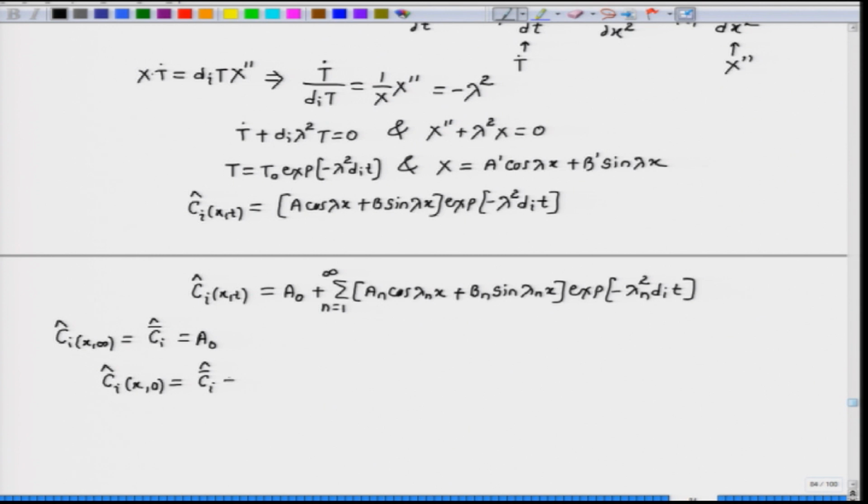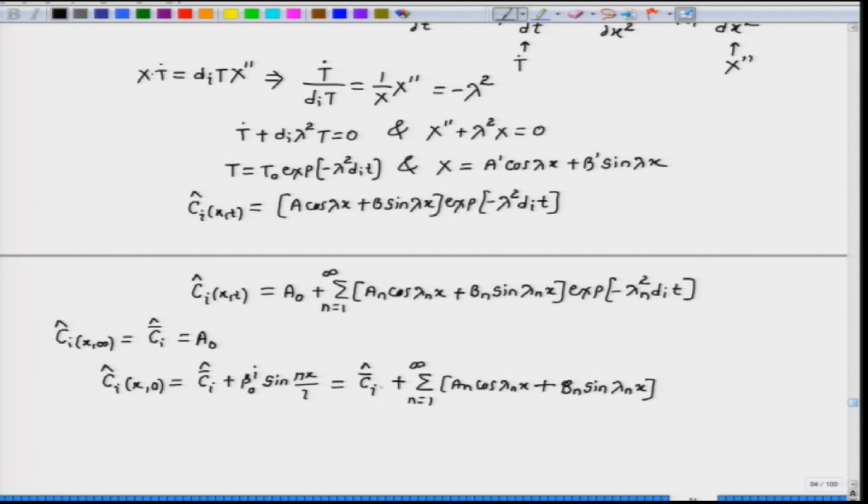If we use the initial condition now, ψ̂ at x and t equal to 0 should be equal to ψ̄̂ plus β0 sin πx by L. This should be equal to, if we substitute t equal to 0 in the general solution for ψ̂, we know a0 is equal to ψ̄̂, plus the summation n equal to 1 to infinity of an cos λn x plus bn sin λn x, and exponential 0 is 1.